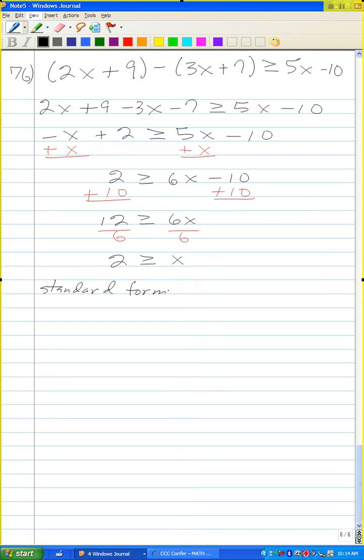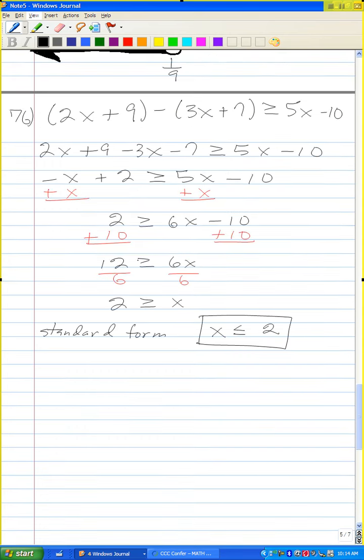In order for this to be in standard form, I want my variable on the left side. My variable is currently on the right side, so I want it on the left. Notice that this arrow is pointing towards the x. So when I rewrite this in standard form, my arrow still has to point towards the x. Now I've written my answer in standard form, and that is the solution. It will not be considered my solution if I do not write this inequality in standard form.